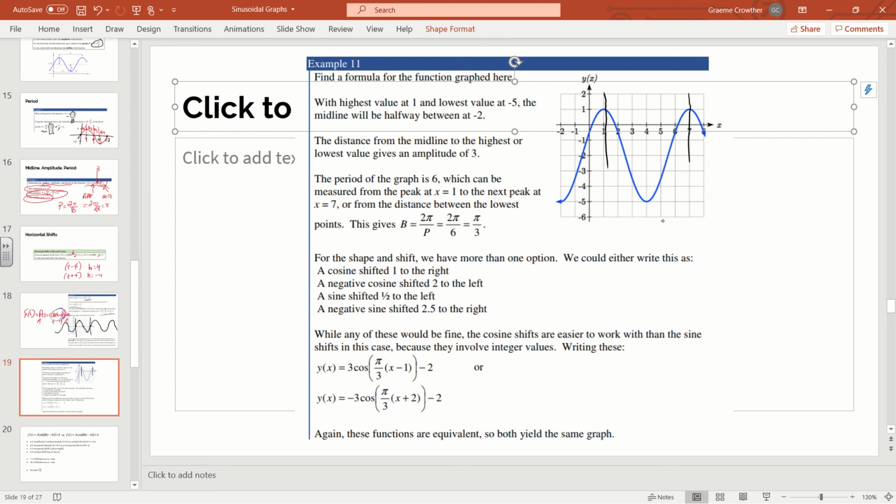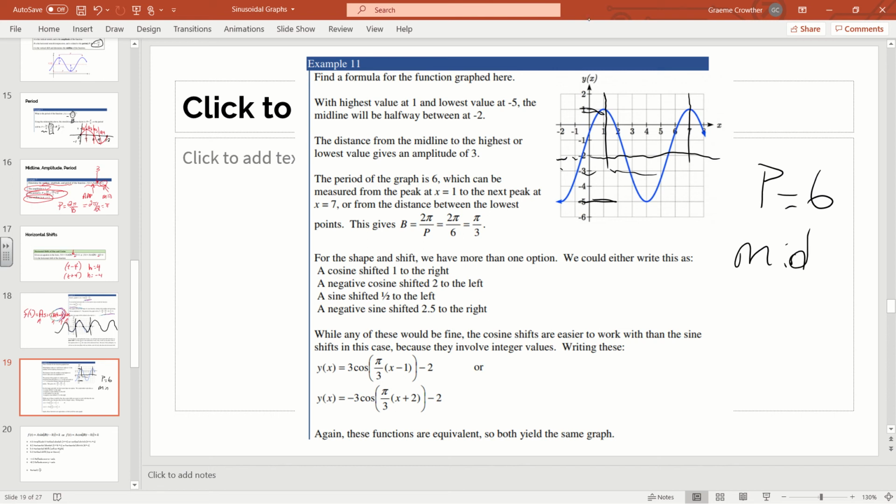So I know my period between 1 and 7 is going to be 6. My midline, or my graph goes from +1 down to -5, which is 6. So my midline is going to be right halfway between, at -2. So midline is at y equals -2.